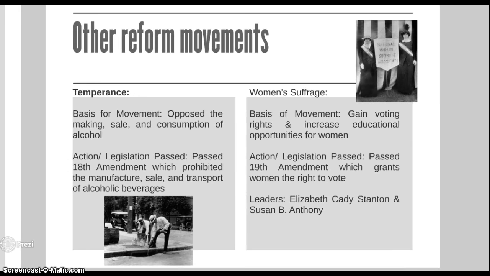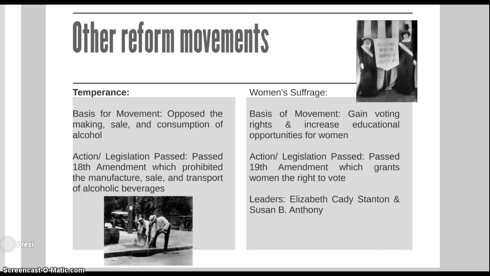Other reform movements are the temperance movement. The basis for this movement is the group of people is opposed to the making, sale, and consumption of alcohol. So they don't want it to be produced, they don't want it to be sold, and they don't want people to drink it. This group believes that drinking alcohol is the basis for all of the evil in society. For any crime or bad issue that happens, it's because people are drinking alcohol.